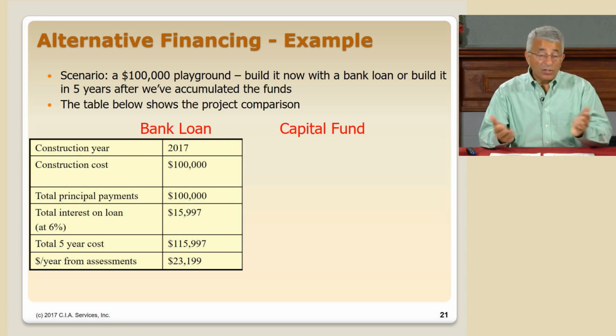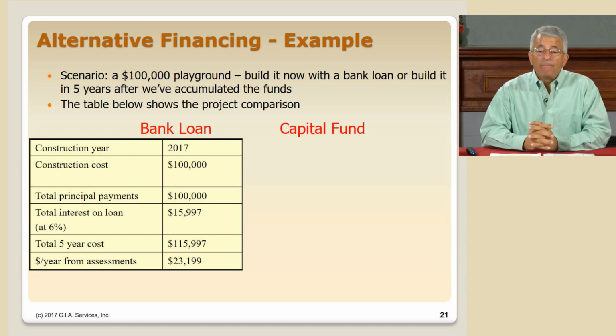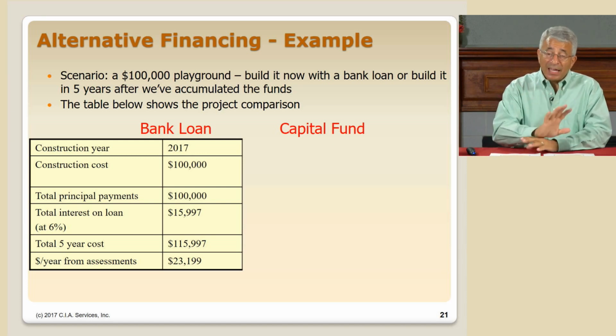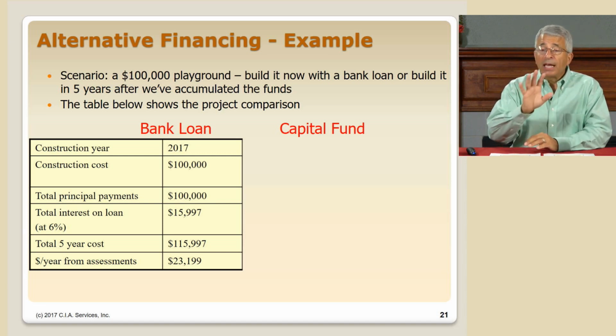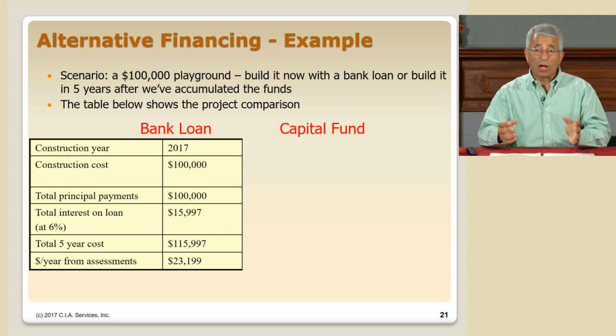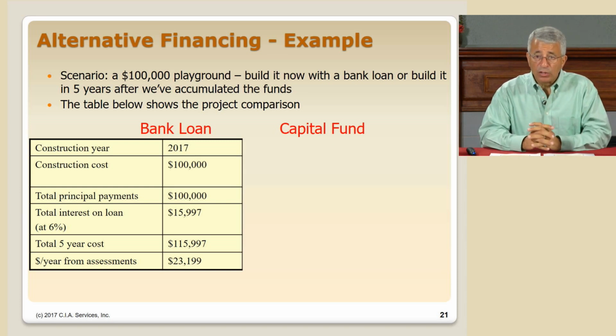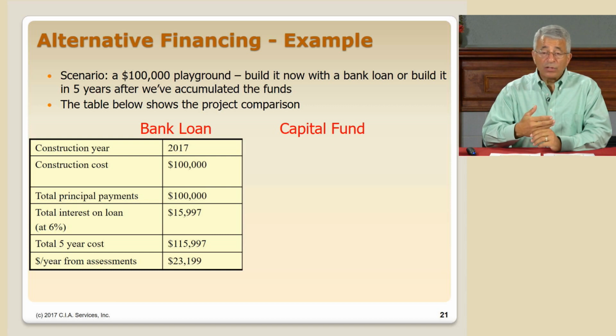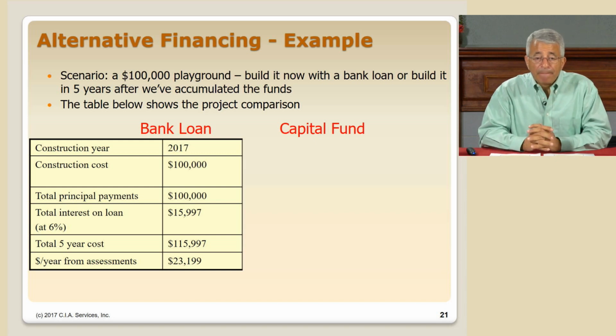The construction cost is $100,000. That's what the project is. And even though I said we can't get a 100% loan, we need to put down some money. In this example, I'm going to assume the bank is going to give us the full $100,000 just to simplify the calculations a little bit. So the construction cost is $100,000. The bank gives us $100,000 to build, and we need to pay back at some point $100,000 to the bank.